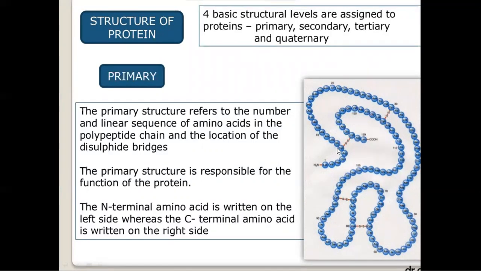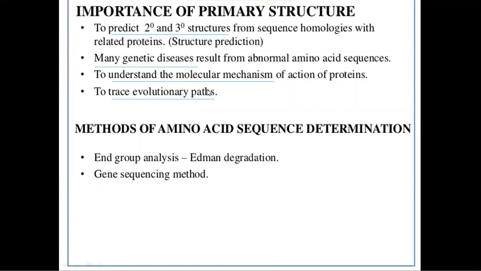Here in this primary structure, it has two terminals. On the left hand side we have the N terminal and on the right hand side we have the C terminal. The N terminal is mainly due to the presence of an amine group at one end, and the C terminal is mainly due to the presence of a carboxylic group at the other end. So these are the important functions of the primary structure, which predicts the secondary and tertiary structures.